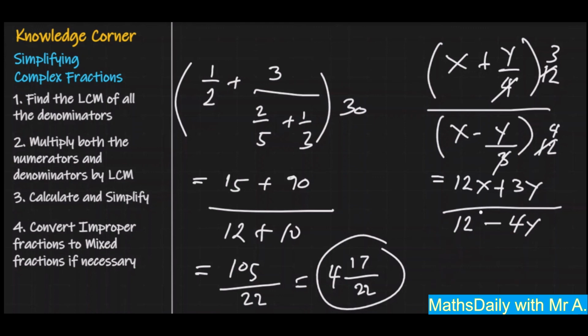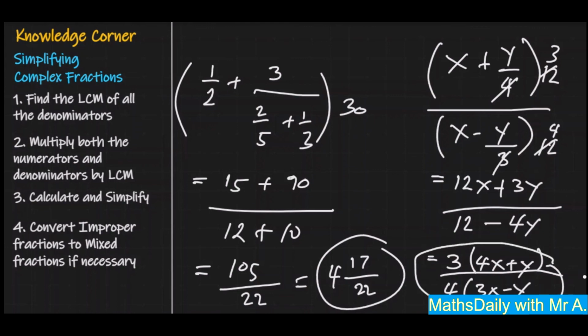So let's do the factors of 12x plus 3y. So this will give us 3 times (4x plus y) over 4 times (3x minus y). This is our final answer.